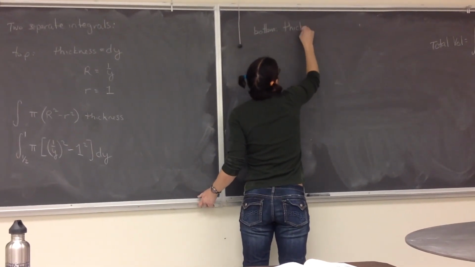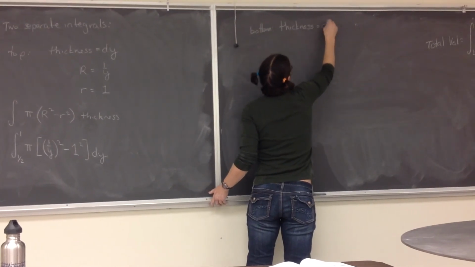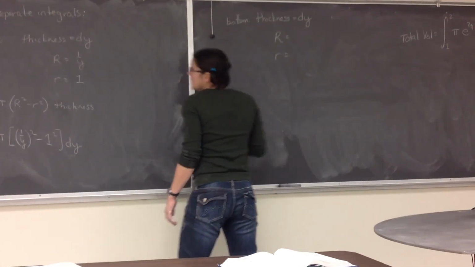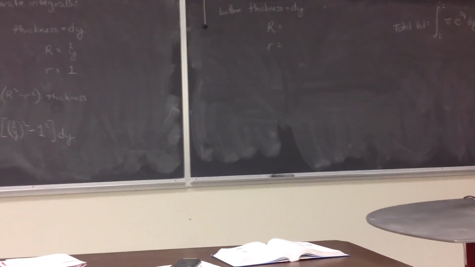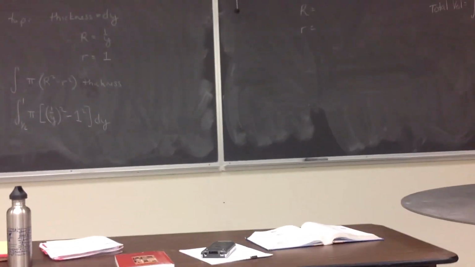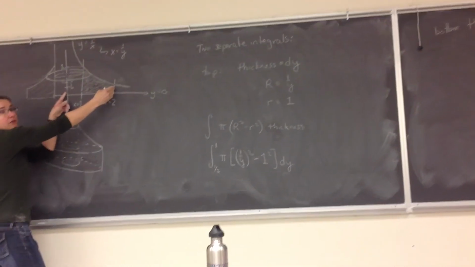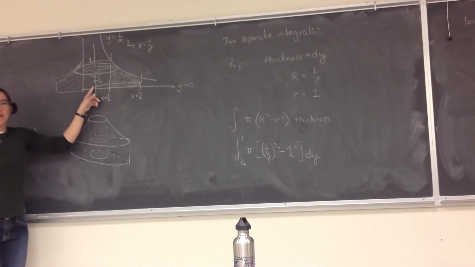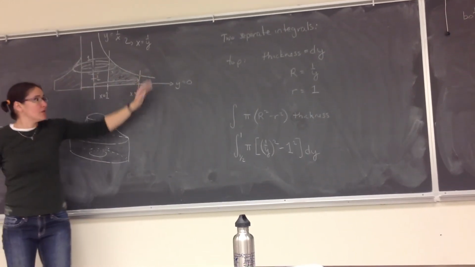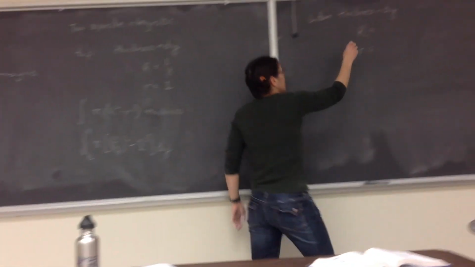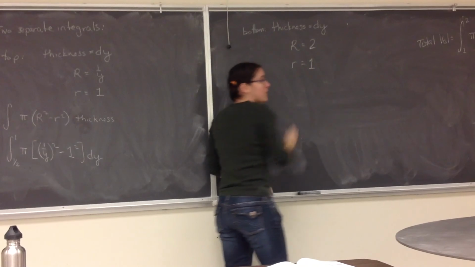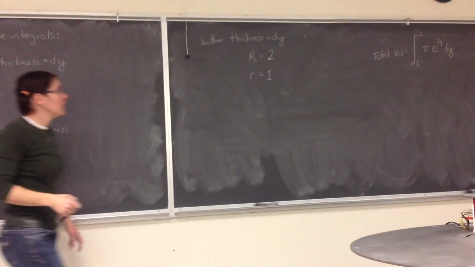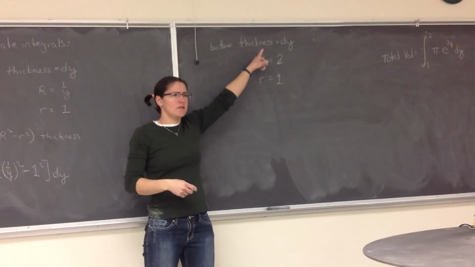our thickness, again, will be dy. But our outside radius, when I draw my washer down on this bottom part, goes all the way out to x equal to 2. And so my radius goes from 0 out to 2. So my large radius is 2. My small radius is 1. Are there any questions on either of these two radii?